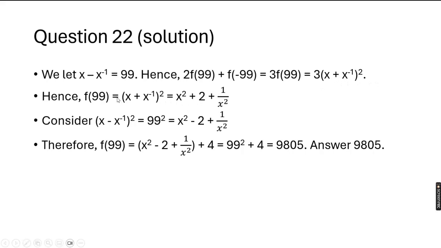Hence f of 99 equals x plus 1 over x squared, which equals x squared plus 2 plus 1 over x squared. We consider squaring x minus 1 over x, which gives 99 squared. We expand the term, we get x squared minus 2 plus 1 over x squared. Therefore, f of 99 is x squared minus 2 plus 1 over x squared plus 4, which equals 99 squared plus 4, and therefore the answer is 9805.